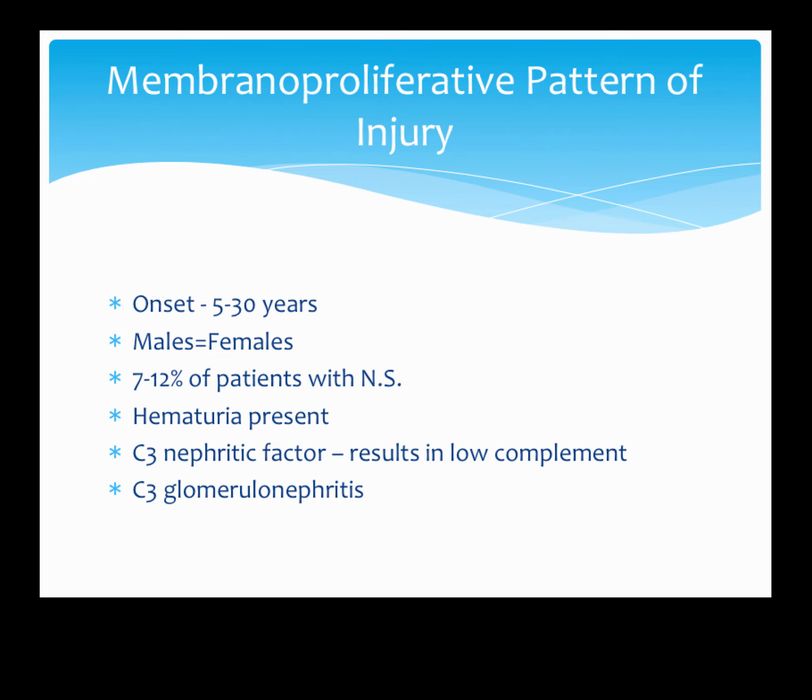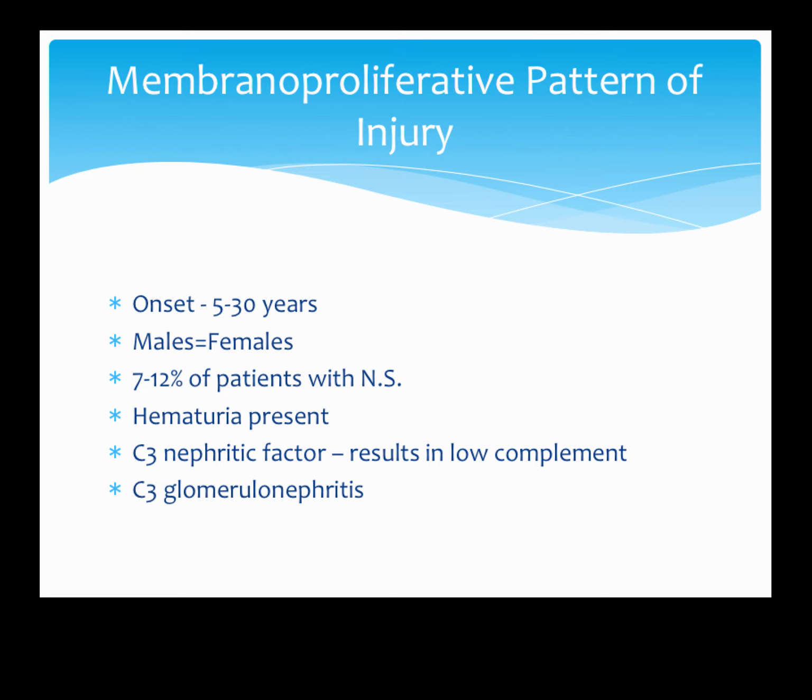Another type of abnormality that can give rise to nephrotic syndrome is what's now called membranoproliferative pattern of injury. This disease process is usually seen in a little younger people. Males are affected about equally to females, and about 10 to 12% of patients with nephrotic syndrome will have this particular pattern of injury in their glomeruli.